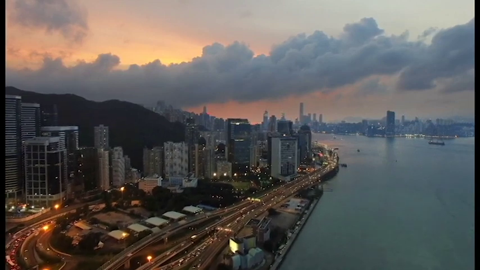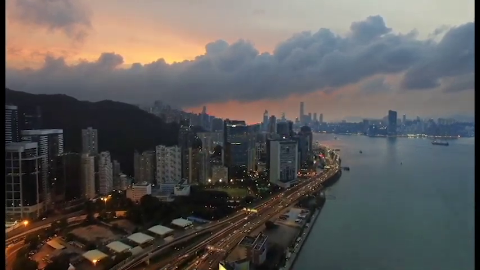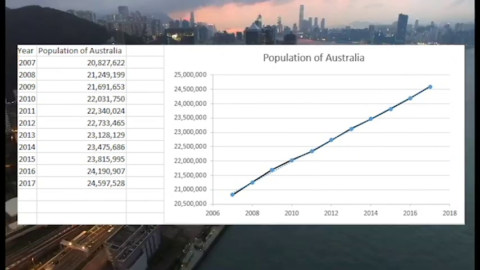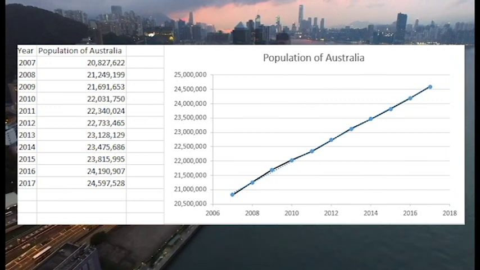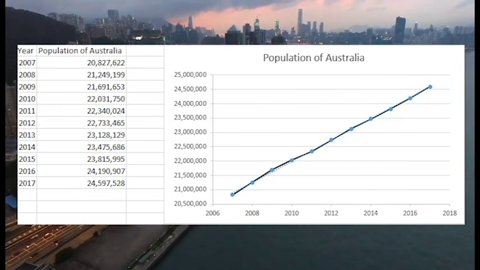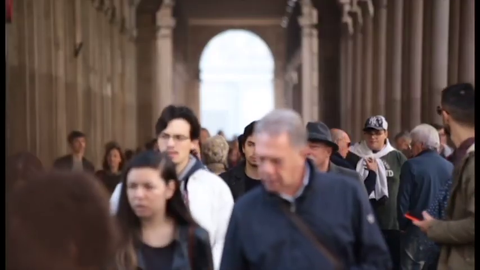My area of study was on population growth in Australia. The scatter plot on the screen shows the population of Australia over the past 10 years. As you can see, there is a clear, strong positive linear correlation between the years and the population increase.